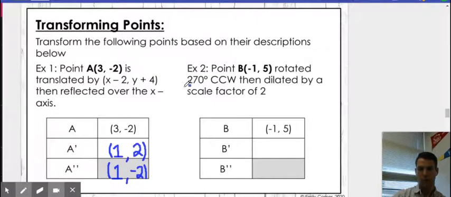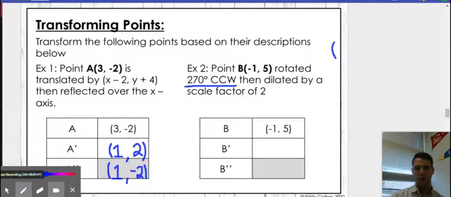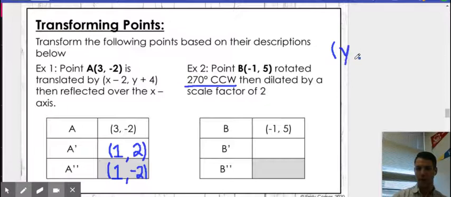In order to do this 270-degree counterclockwise rotation, we're going to need to use that rule. That rule is turning our points into a different value. The point (x, y) is going to turn into (y, -x) for 270 degrees counterclockwise. So we have to take this (-1, 5), and we're going to move our y value to the front and make it a 5, and then move our x value to the back and also make it the opposite. So it would become a 1 in the back.